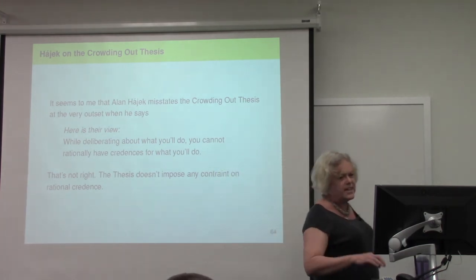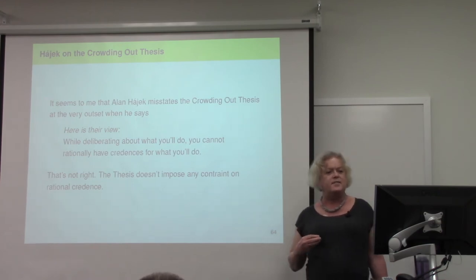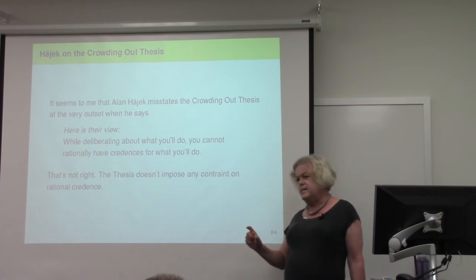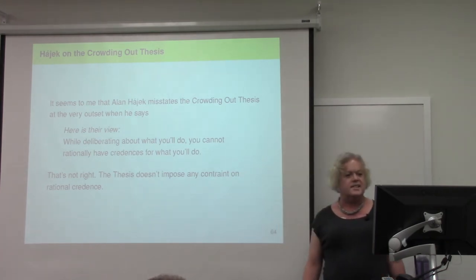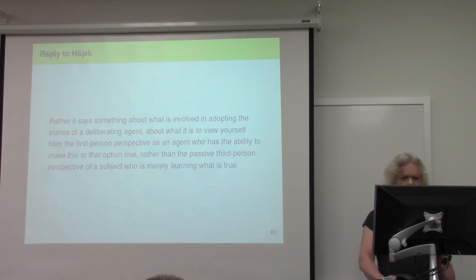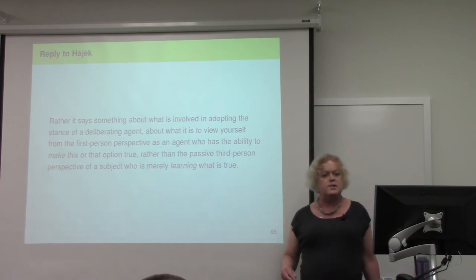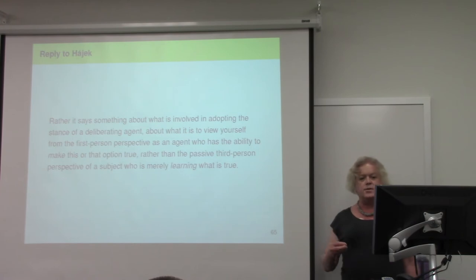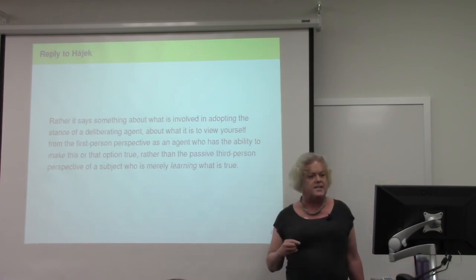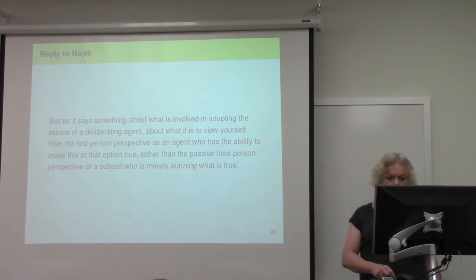So Hájek gives a number of arguments in that paper against the idea that deliberation crowds out prediction. But it seems to me that he misstates the thesis at the very outset when he says, here is their view, they being me and the other defenders of the crowding out thesis. While deliberating about what you'll do, you cannot rationally have credences for what you'll do. Well, that's not quite right. I don't think the thesis imposes any constraint on rational credence. Rather, what I want to say is that it says something about what's involved in adopting the stance of a deliberating agent. It's about what it is to view yourself from the first person perspective as an agent who has the ability to make this true or that true, rather than being a passive third person observer, adopting the passive perspective of a subject who's merely learning what gets done.